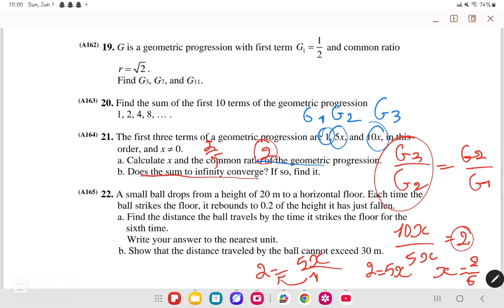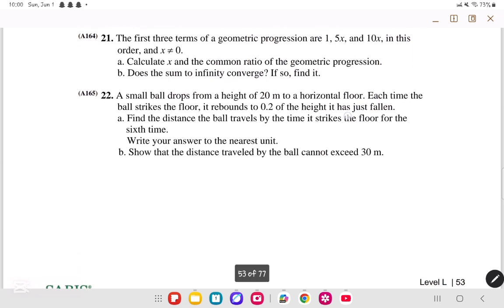Does the sum to infinity converge? Does it converge? No, it does not converge. Converge means, does it meet? No, it does not meet. Why? Because the common ratio is greater than 1. Because the common ratio is greater than 1, that means it will not converge, however, it will diverge. Very simple. Move on to question number 22.